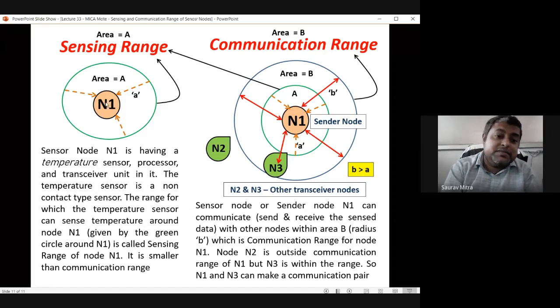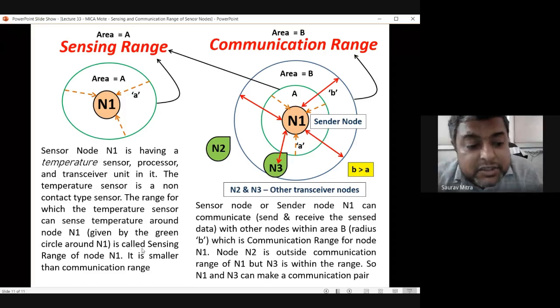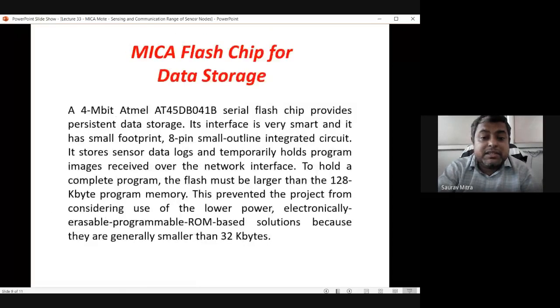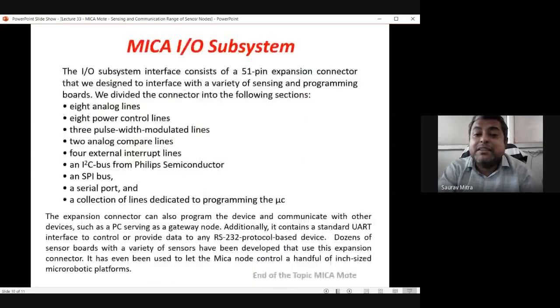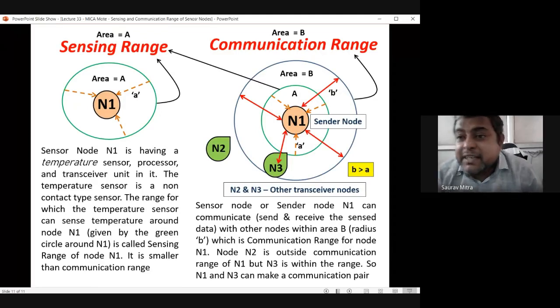Because the temperature sensor is fitted with N1, the range given by the green circle around N1, with a radius of small a and area of capital A, is called the sensing range of node N1. It is smaller than the communication range, because we can increase or decrease the communication range by programming. We can control this hardware accelerator block, and as already told, hardware acceleration optionally assists in communication protocols. That means increasing or decreasing the communication power, and by that the communication range of any node. That is actually the job of the hardware accelerator.